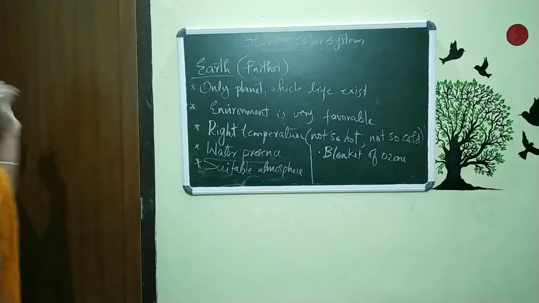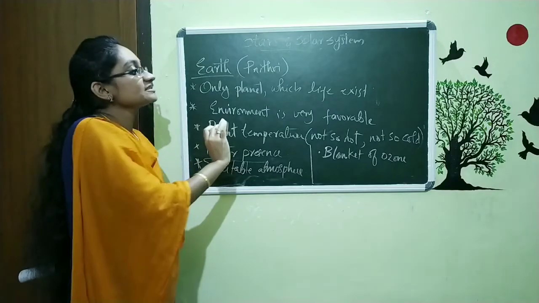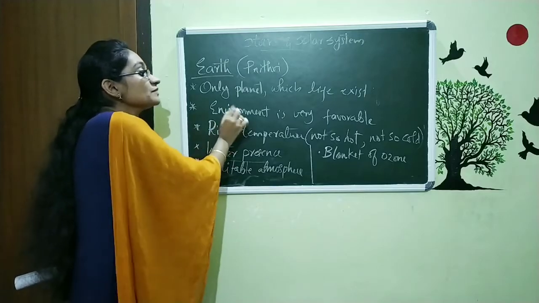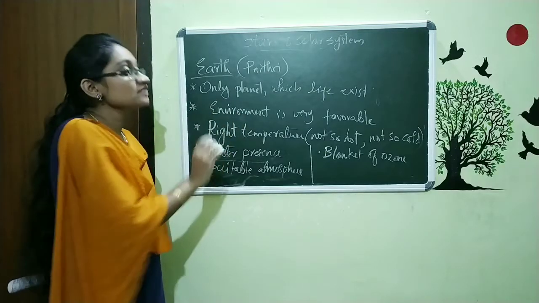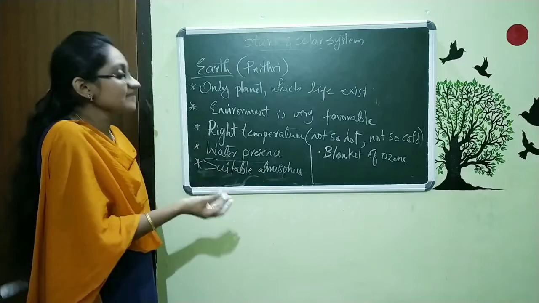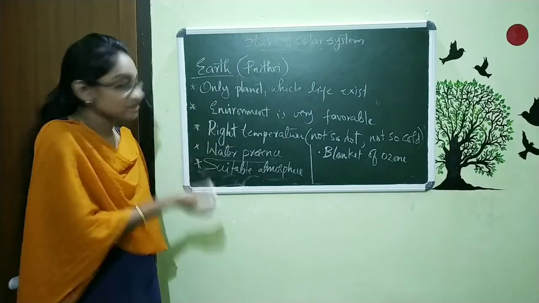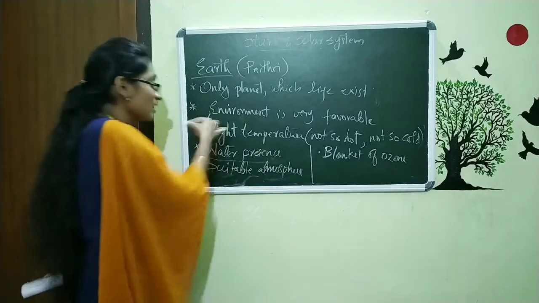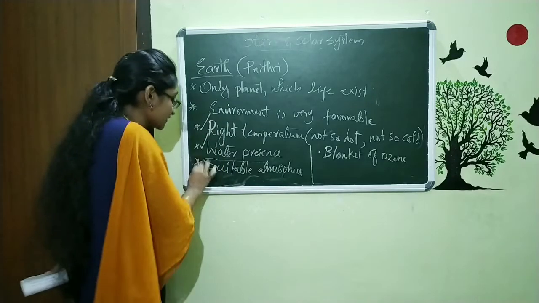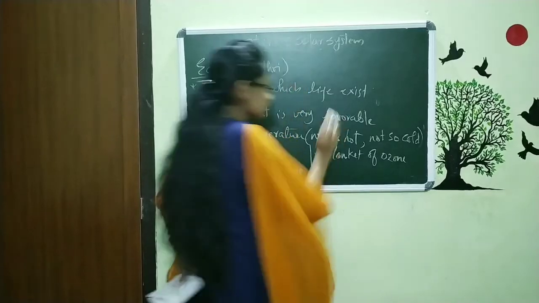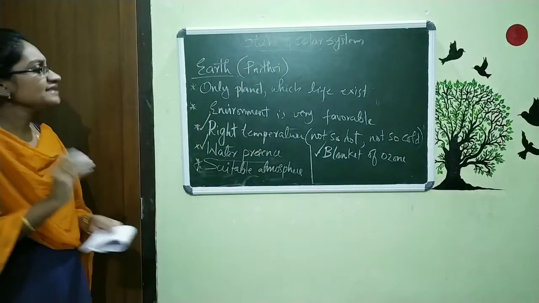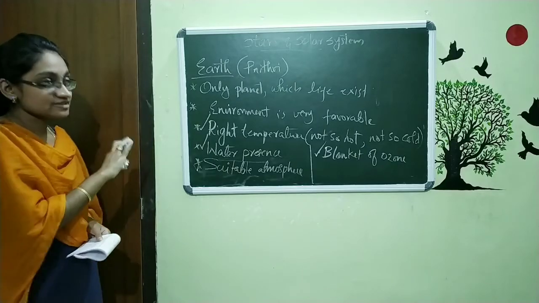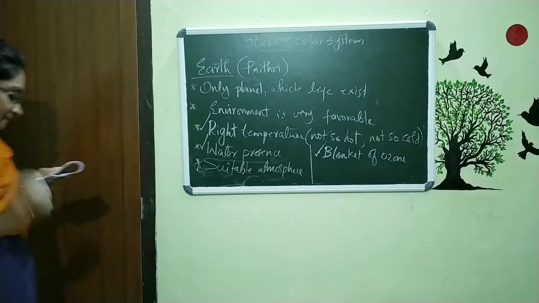So we can say our Earth is the only planet known to have life, and the environment is very favorable, and that is the reason for the existence of life here. Which are the favorable environmental conditions? It includes the right temperature, then the presence of water, suitable atmosphere and also the blanket of ozone. These are the points why Earth has life.